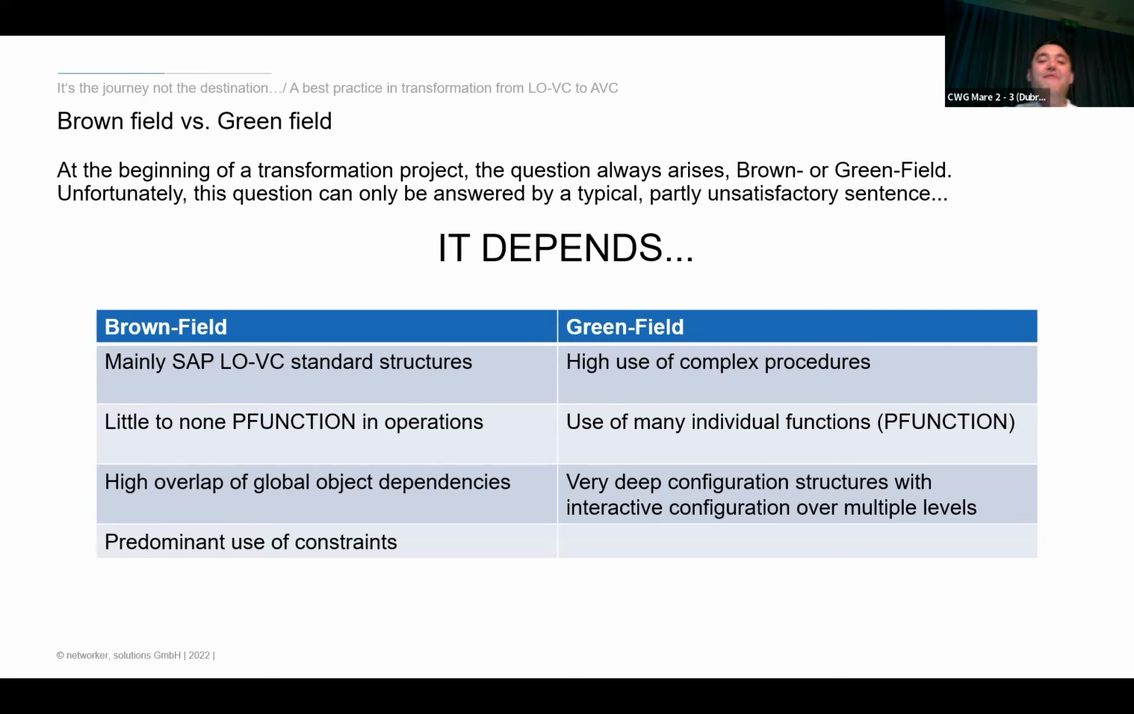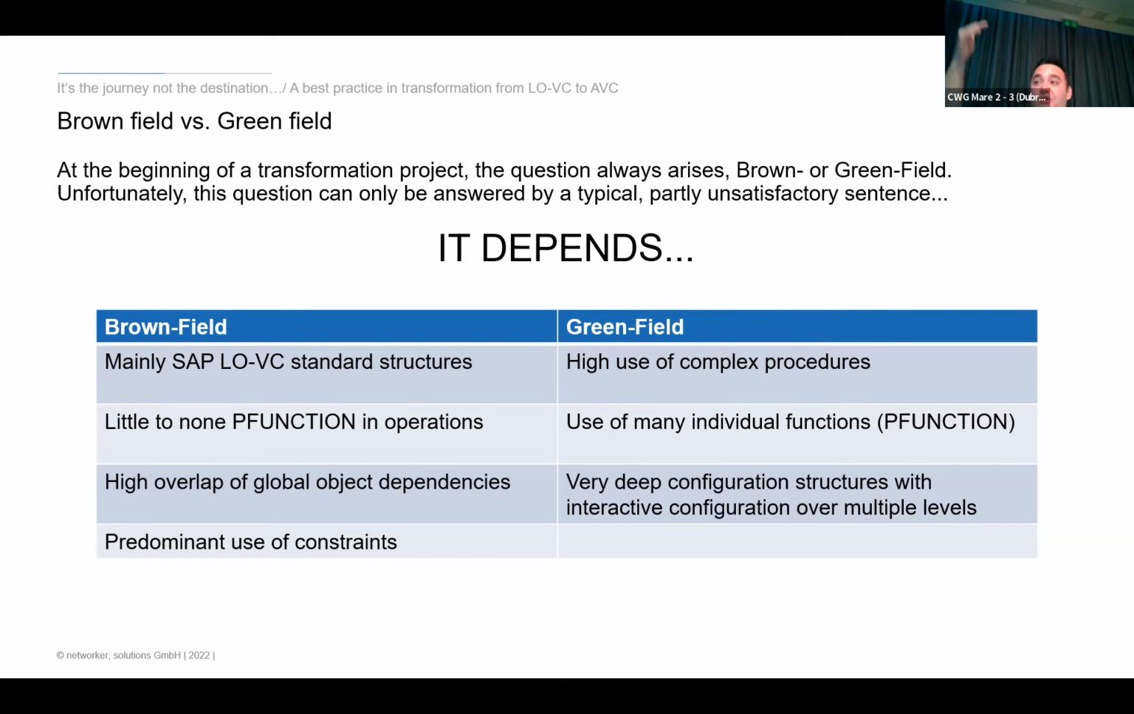So if you have a high use of complex procedures, so you have a very complex product model, then it should be better to rethink, to reorganize your product model, and to use the best practices in AVC modeling to create a brand new product model in the new world. If you are using a lot of different individual functionalities, especially in the high level configuration, then you should think about choosing a greenfield approach. Or if you have very deep configuration structures with interactive configuration over multiple levels, then it might also make sense to rethink every level and every step.